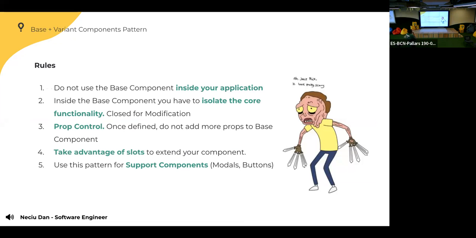So here are some basic rules to not reach scary Rick and Morty levels of weirdness. Do not use the base component inside your application, only use the variants. Inside the base component, you have to isolate the core functionality. It's a standard SOLID principle: closed for modification, and open for extension.